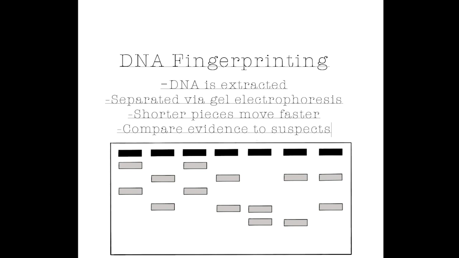DNA fingerprinting is the process in which DNA is extracted from a sample and a suspect or suspects and compared. The DNA are separated by size using a process called gel electrophoresis. DNA are loaded into wells at one end of the gel, and an electric current is applied to pull the DNA through the gel. Shorter pieces of DNA move faster through the gel than larger pieces. When the bands of DNA appear, they can be compared to see if the sample matches the suspect.